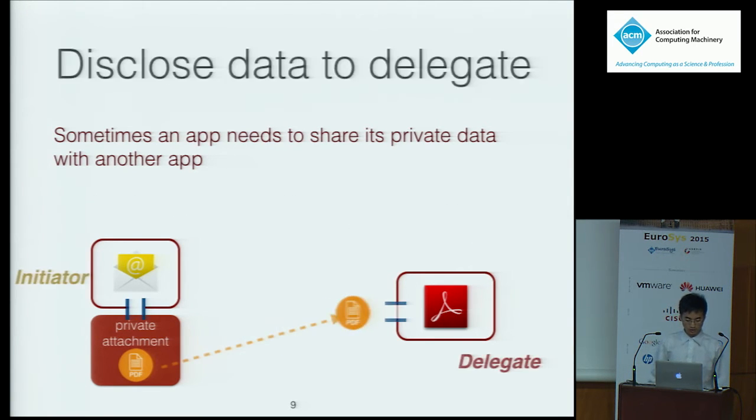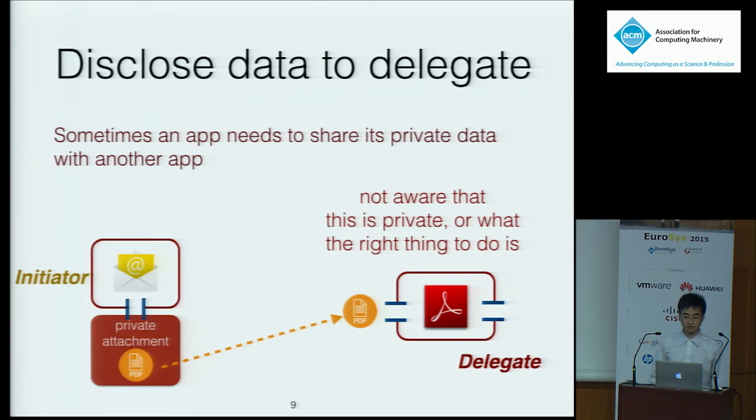In this use case, the initiator, email, has to disclose this file to the delegate, Adobe Reader, in order to make it accessible. However, the problem arises at this point. Adobe Reader is not aware that this input is private, so it doesn't take extra care to keep this file private. And even if it does know this is a private file, it might not even know what the right thing to do is, because it's a private file from a different app. In reality, we observed that every time you open a PDF attachment from email, Adobe Reader will always make a copy of this file to the public SD card.